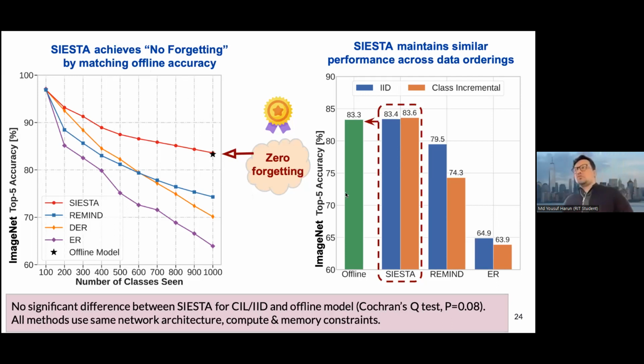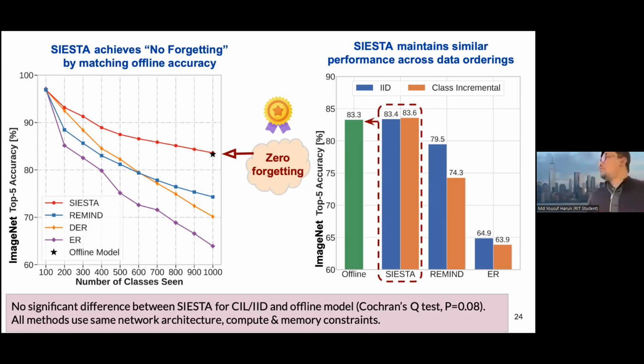And we also want the system to be robust to different data orderings or problem settings. As you can see here, when we compare with the other methods, SIESTA maintains similar performance for both IID and class incremental, and also matches offline accuracy, whereas other methods like REMIND or experience replay see their performance degrade when they switch from IID to class incremental learning. So they are not robust to different data orderings, unlike SIESTA.